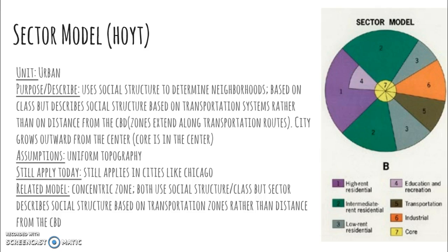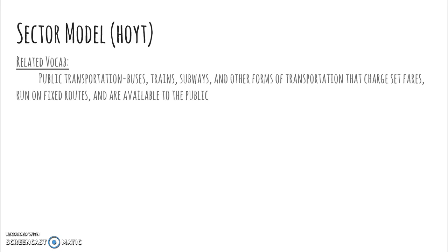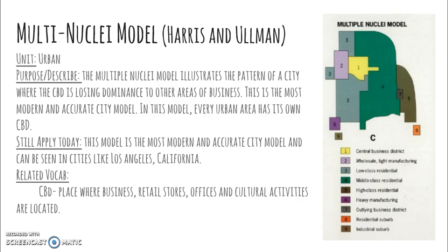The related model is concentric zone, because both use social structure and class, but sector describes structure based on transportation rather than distance from the CBD. And related vocab is public transportation, which is like buses, trains, subways, other forms of transportation that charge set fares, run on fixed routes, and are available to the public.